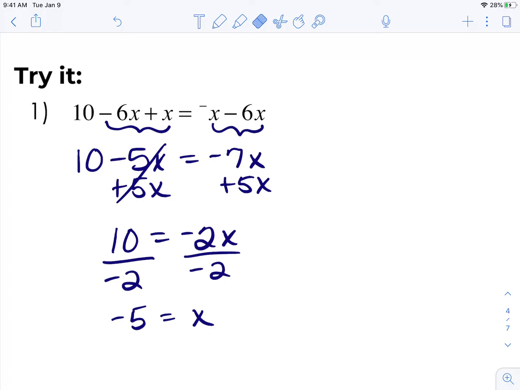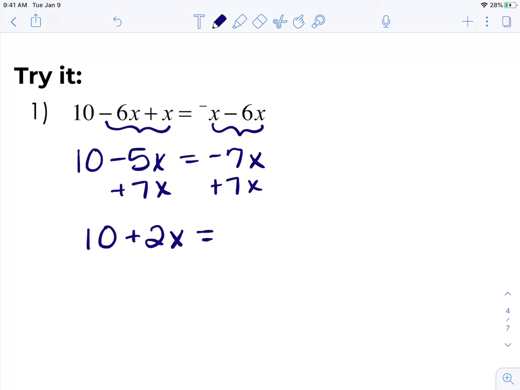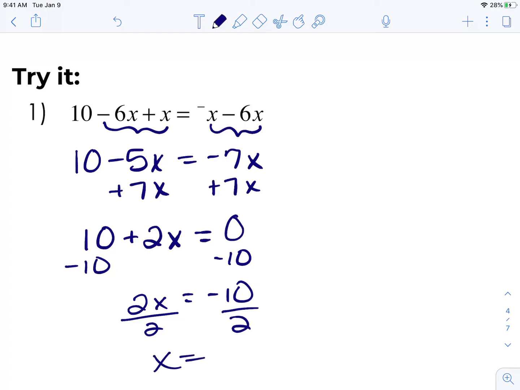I want to show you, I choose to move my variables away from the constant if I only have one constant, but if you really want to have your variables on the left side, this is what you would do. You'll move the variables first. So on this side, you'll end up with 10 plus 2x, and you can't forget over here, this doesn't just disappear, this becomes 0. Subtract your 10, you end up with 2x equals negative 10, divide by 2, and you still get that answer of negative 5. So it's really just preference. It's really just whatever you feel comfortable with.